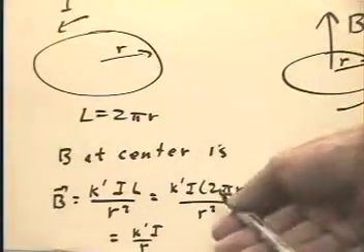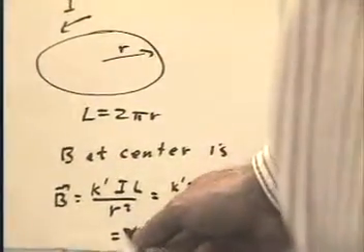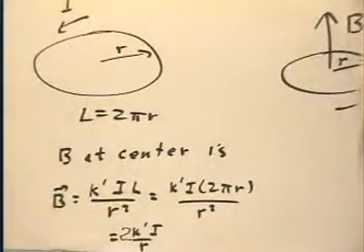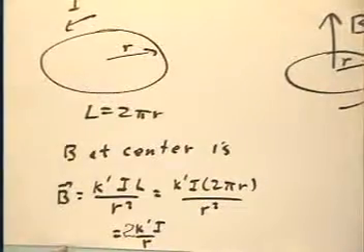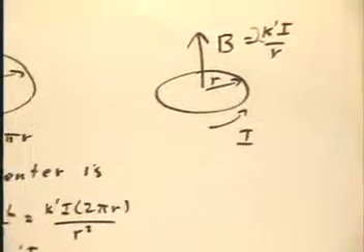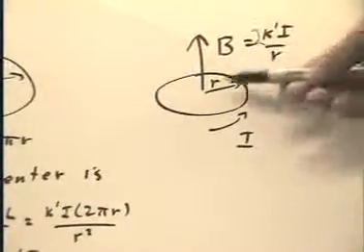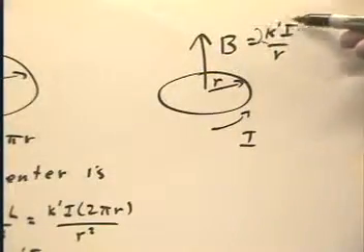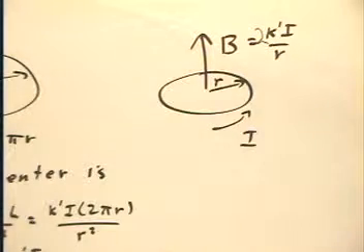And it appears to me that there's a 2 here that I didn't write down, so we should have a 2 here, and we'll get another one up here. So that, in this case, the magnetic field at the center of a loop of radius r carrying a current I is 2 pi K prime I over r.